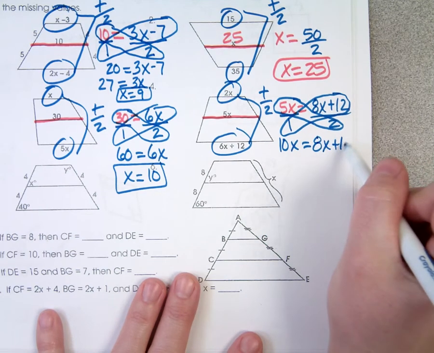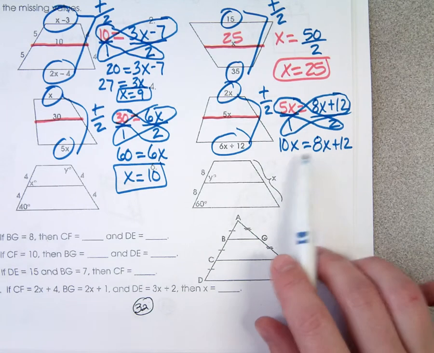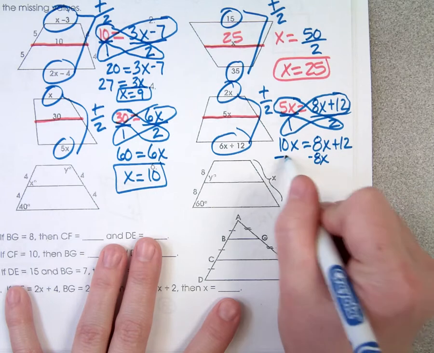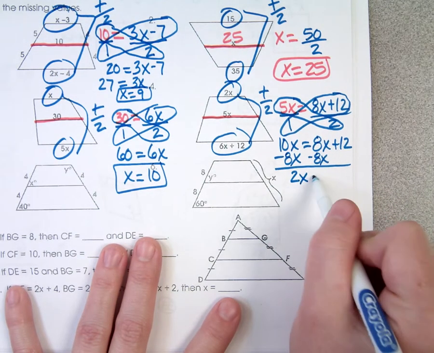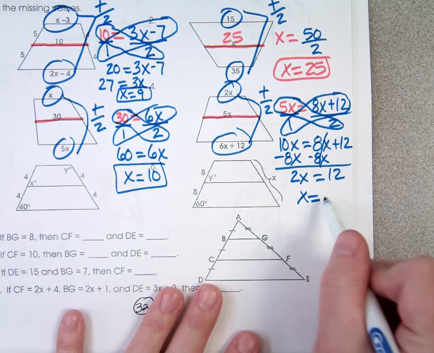Okay, I've got x's on opposite sides, so I need to move one of those x's. Which one do you suggest? 8x. So let's move the 8x by subtracting it. And how much is 10x minus 8x? So I get 2x equals 12, so x is 6.